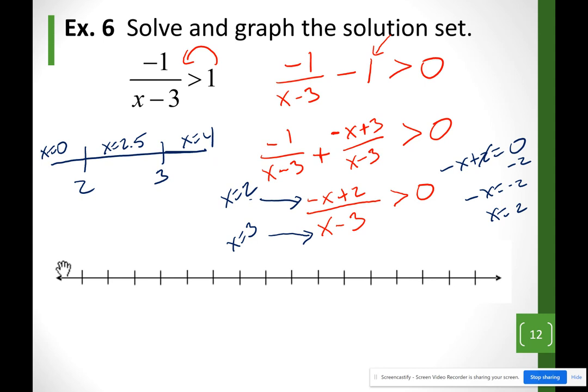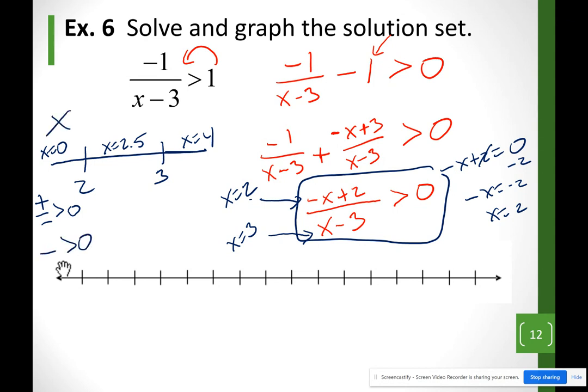All right, looking at negative x plus 2 over x minus 3. If x equals 0, so on the top I have negative 0 plus 2, that's positive. At the bottom I have 0 minus 3, that's negative. Is positive divided by negative more than 0? I know positive divided by negative is negative. Is a negative more than 0? Nope.